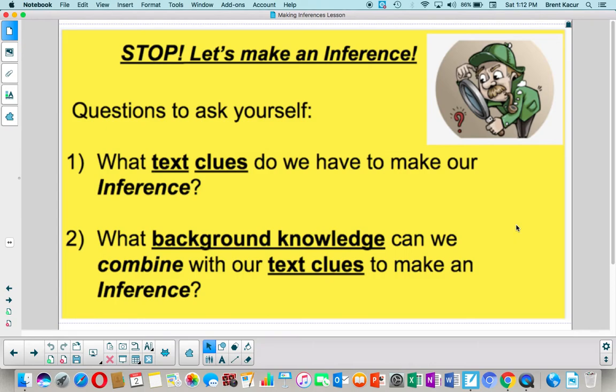an inference. Let's see. So I know that Scaredy Squirrel is deadly afraid of killer bees. One just flew by him.